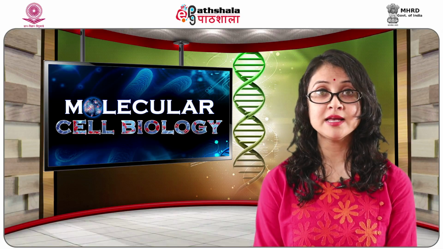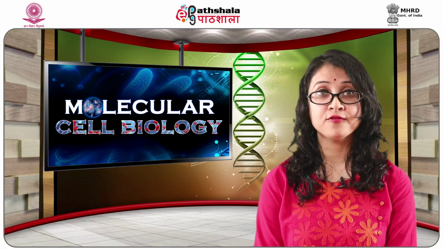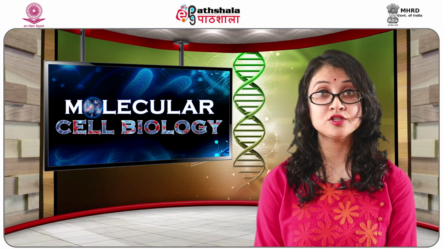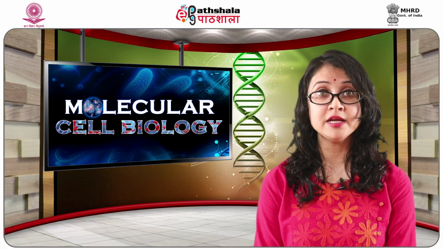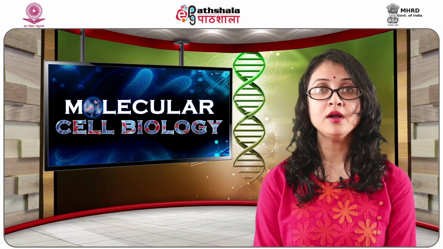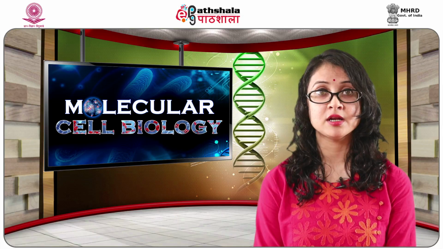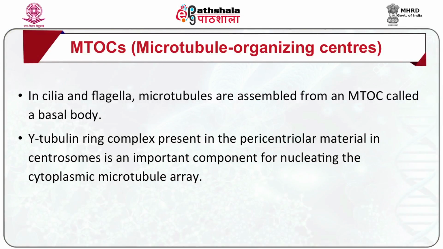Centrosomes in animal cells consist of a pair of orthogonally arranged cylindrical centrioles surrounded by apparently amorphous material called pericentriolar material. Gamma tubulin ring complex present in the pericentriolar material is an important component of nucleating the cytoplasmic microtubule array.